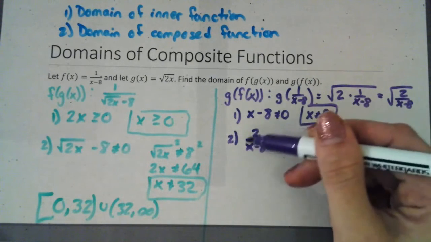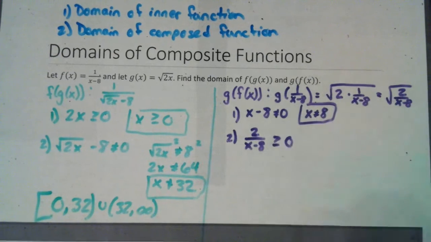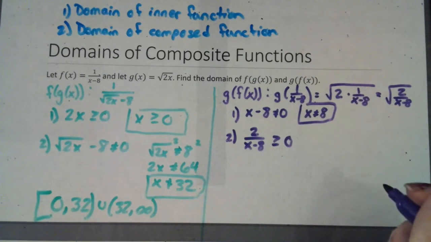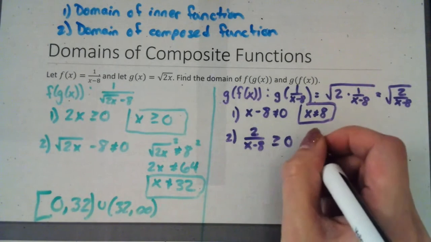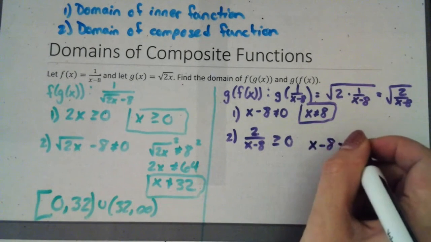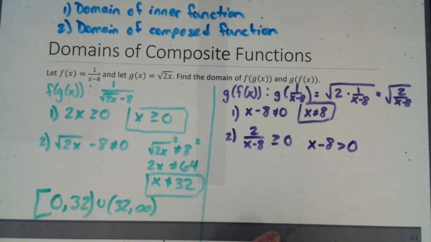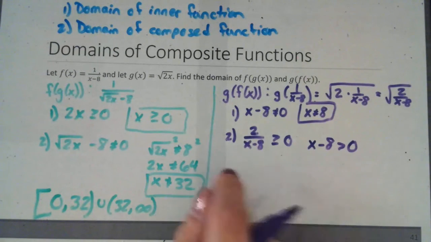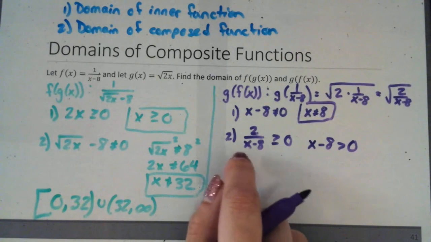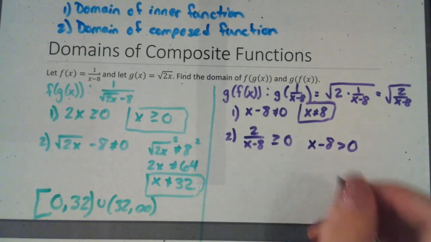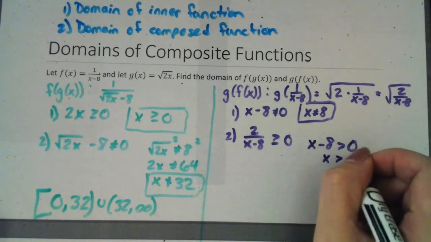So the only way for this thing to stay positive is if the denominator is positive, because a positive divided by a positive is positive. So I need to make sure that my x minus 8 is greater than 0. It can't be equal to 0 because then I'd be dividing by 0. This fraction will never be equal to 0 because for that to be the case, my numerator would have to be 0, and it's not. So I need to make sure this denominator stays positive so that this whole fraction is positive. So if x minus 8 is greater than 0, then I get that x is greater than 8.